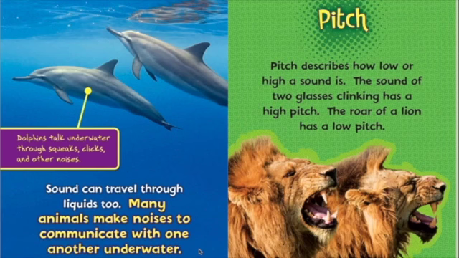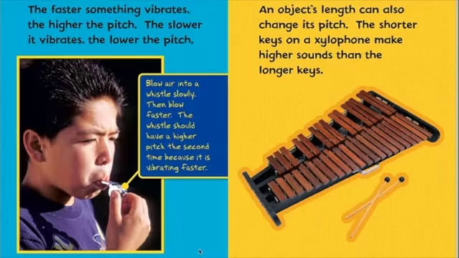Pitch. Pitch describes how low or high a sound is. The sound of two glasses clinking has a high pitch. The roar of a lion has a low pitch. The faster something vibrates, the higher the pitch. The slower it vibrates, the lower the pitch.